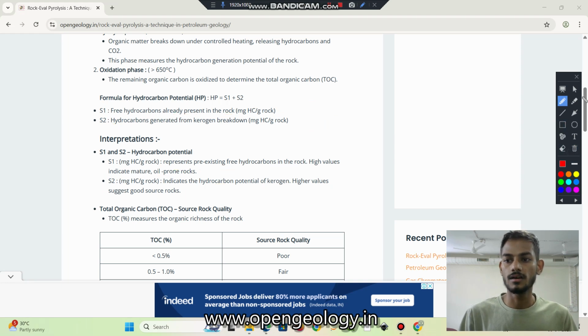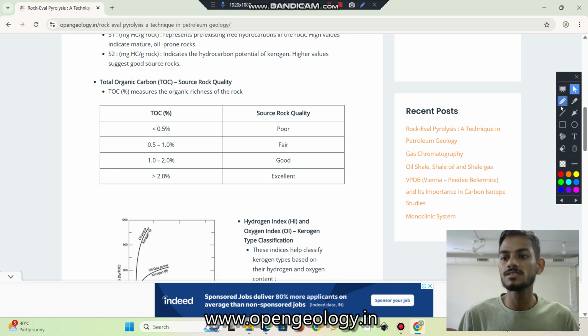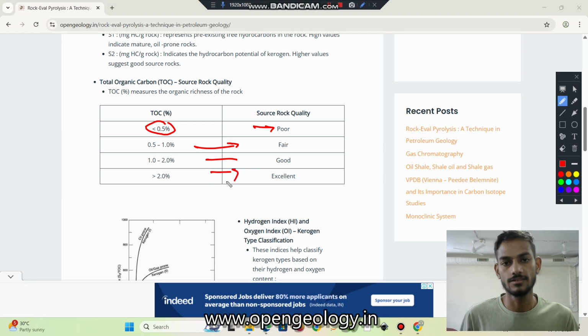Then we go to the total organic carbon, TOC. It is measured as a percentage. If the TOC percent is less than 0.5, the source rock quality is not good; 0.5 to 1 is fair, 1 to 2 is good, and more than 2 is an excellent source rock. Okay, now let us see some derived parameters.